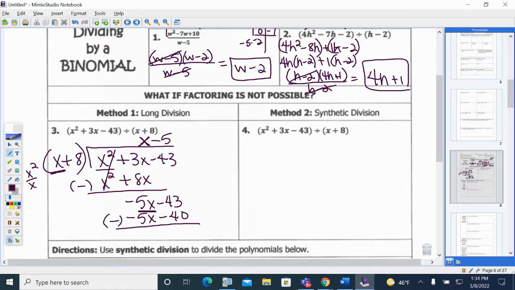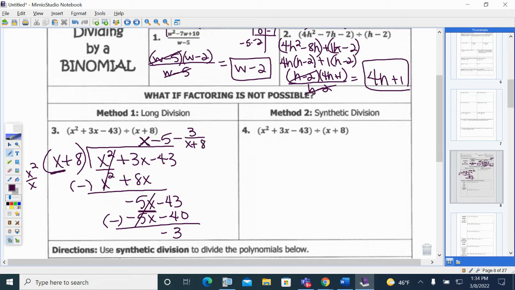So negative 5x minus a negative 5x goes away. Negative 43 minus a negative 40 makes that plus 40, so a negative 3 is my remainder. And any remainders that we get always go over the divisor. So this will be minus 3 over x plus 8.